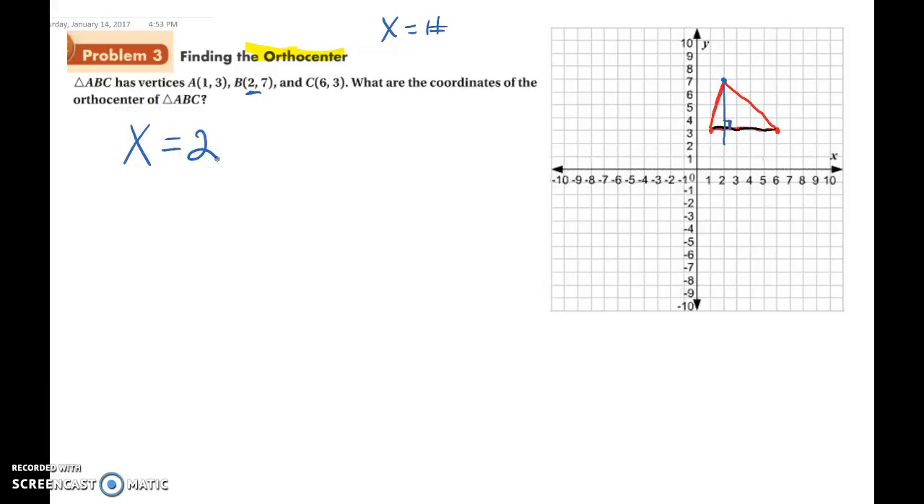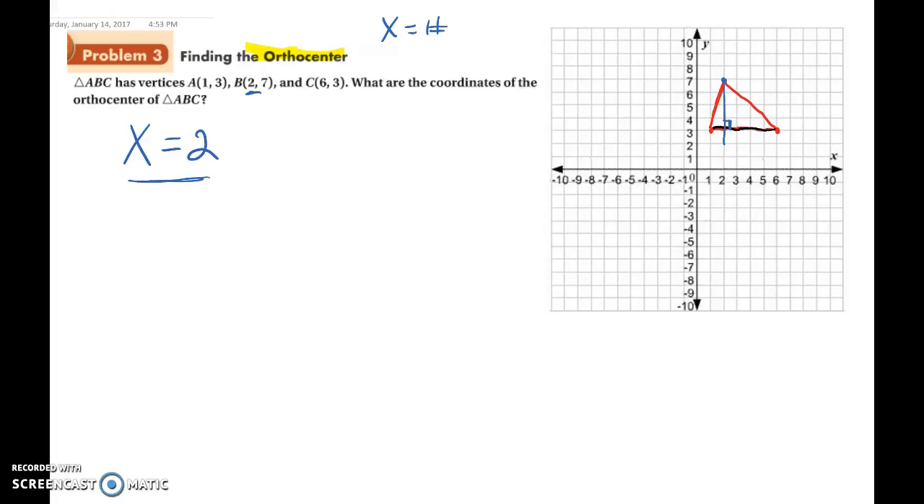All right, now we know that all of our altitudes are concurrent, meaning all of our 3 altitudes will intersect at exactly the same point. So if we can find one other altitude and see where it intersects with this blue line that we just solved for, then that's where the third line will also intersect. So you do not have to find all 3 altitudes. You only have to find 2 and look for where they intersect.